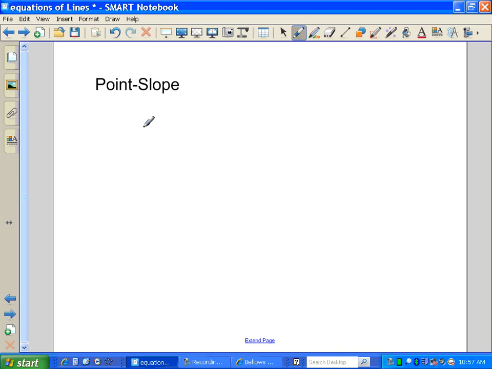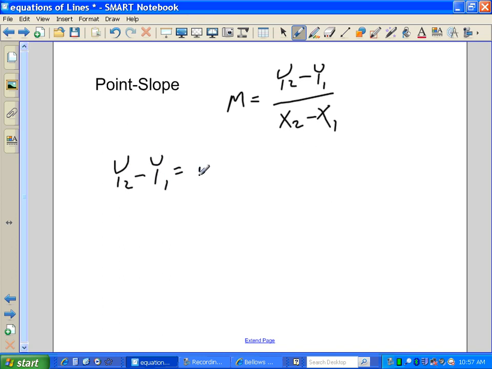Here's the new one, or maybe it's one you've seen before. I hope it is. It's the point-slope equation. Point-slope equation is basically the slope formula, y2 minus y1 over x2 minus x1, rewritten. And the way we rewrite it is, we start off with y2 minus y1 equals m times x2 minus x1, and that's just by multiplying both sides by this bottom part.